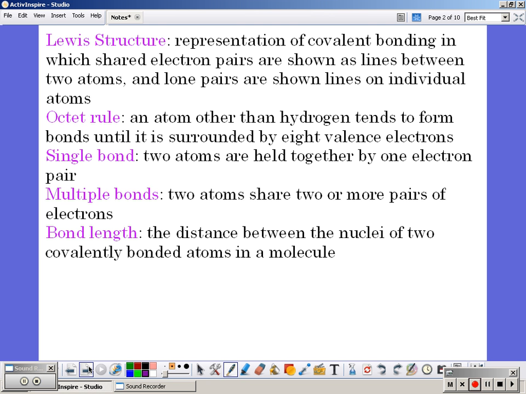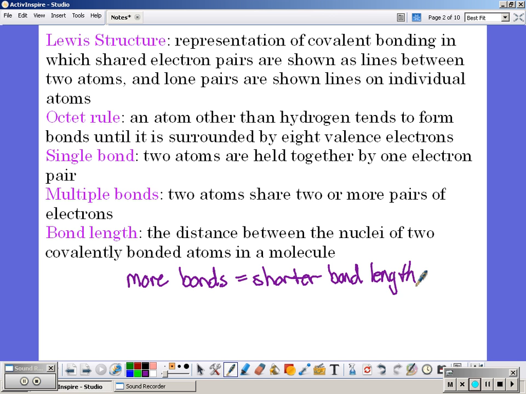So a single bond is when there are 2 atoms sharing 2 electrons. You can have multiple bonds, double or triple, where you'd share more than just 2. The bond length is the distance between the 2 atoms of the covalently bonded molecule. So the more bonds that you have between 2 atoms, the shorter the distance becomes. There's more overlap in their orbitals, so they become closer together.